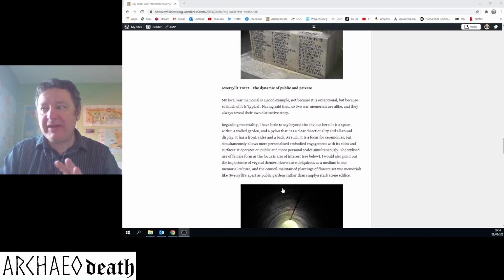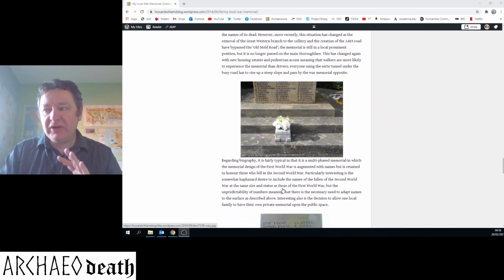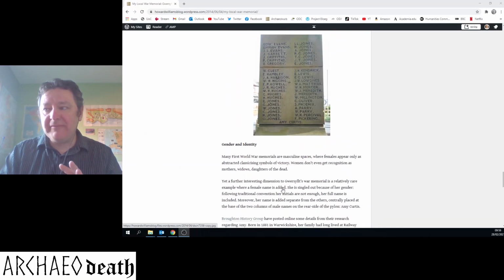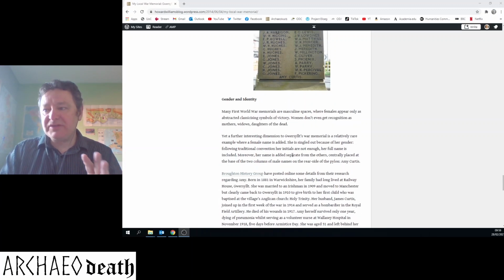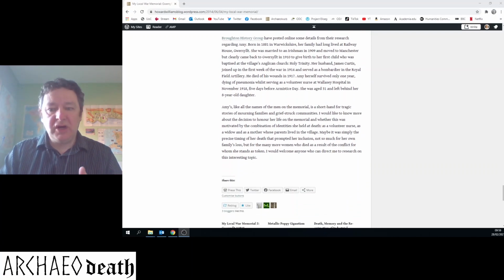And I talk about the dynamic of the private and the public in terms of how this memorial relates and how it has changed over time. And of course, there's a gender aspect because there's also the name of one female on the war memorial, Amy Curtis. So it's an interesting example where a female name has been added to a war memorial.